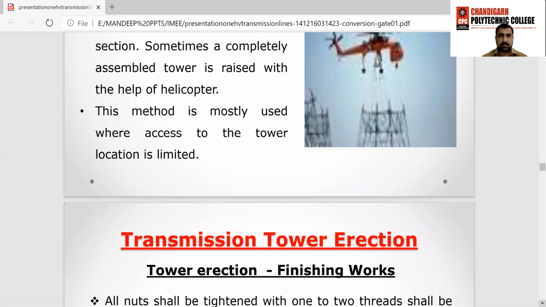The towers are assembled in workshops, from where complete units are picked up with the help of a helicopter and assembled or put on the stub as a complete unit at the particular location.